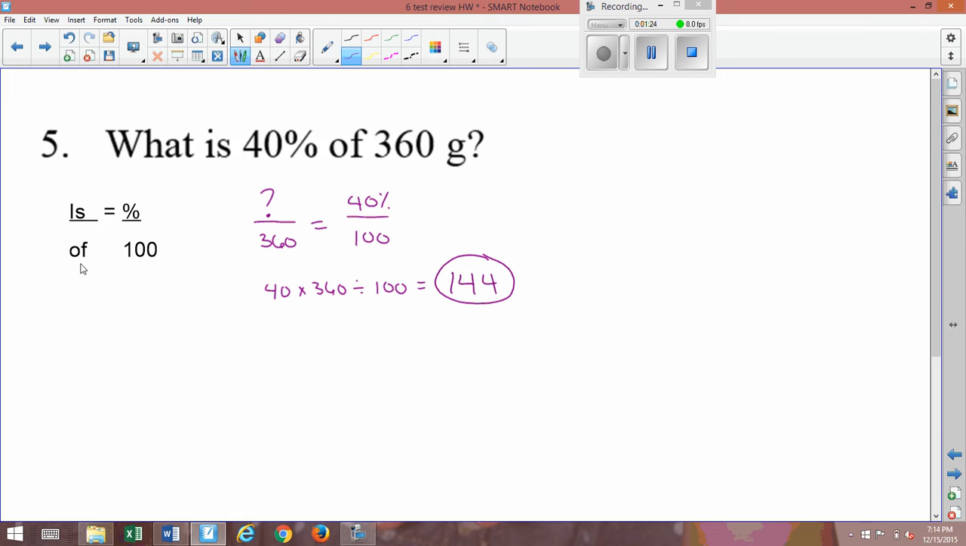What is 40% of 360? Is over of equals percent over 100. You're going to do it over and over again. So what is, that's going to be our question. 40% over 100, obviously, and then of is 360. Crisscross divide, you end up with 144.